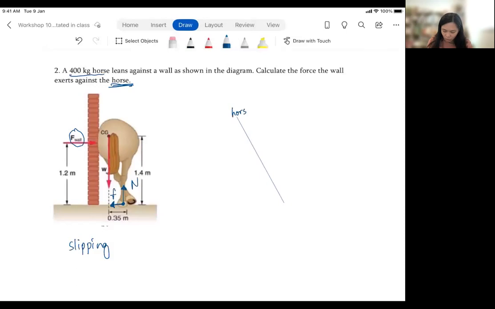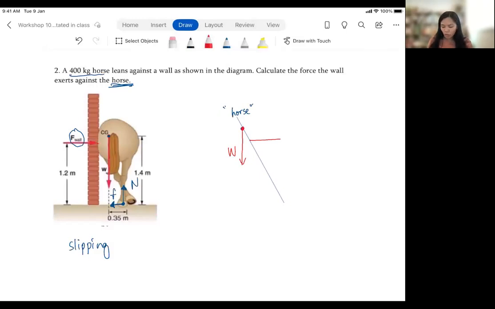So this is like the horse, indicated by this blue diagonal line. So there's a center of mass, the weight force that's acting about the center of mass. Okay, so I'll draw my weight force that's directly downwards. And then I have the support force from the wall that's directed to the right. But notice how the force from the wall is lower than where the center of mass is located, from where the weight force is acting.